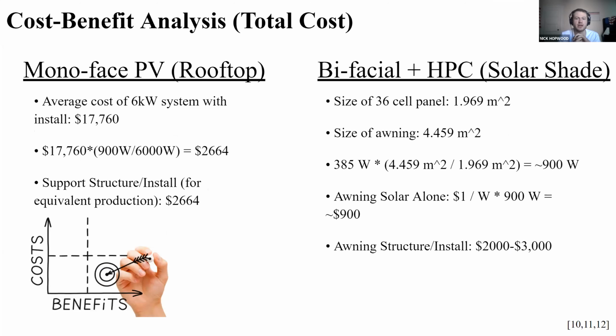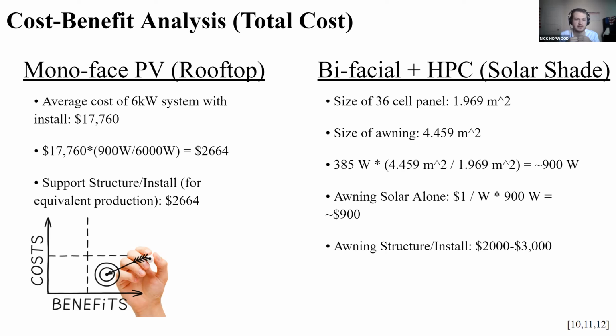Thank you. So with the total cost, for the bifacial HPC, the size of the awning is bigger, obviously. So it's 4.459 meters squared. Converting the 385 watts to the size of the awning would be about 900 watts for the whole awning. And then at $1 per watt, the solar aspect alone for manufacturing would be about $900. And then with the structure and install would be about $2,000 to $3,000 is what we would estimate. I would say about $400 for the rolling mechanism, and then the rest for the install.